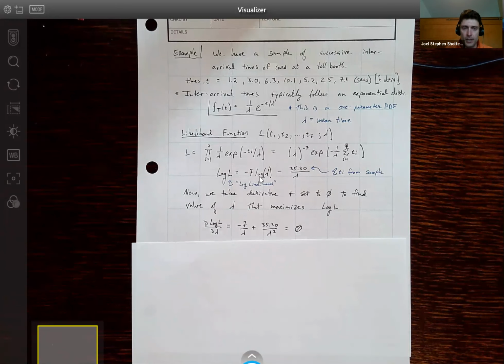So the derivative of log of lambda is going to be 1 over lambda. Plus 35.3 over lambda squared. So that was lambda to the negative 1, multiplied by negative 1. Now we have negative 2 as an exponent. Set that to 0.